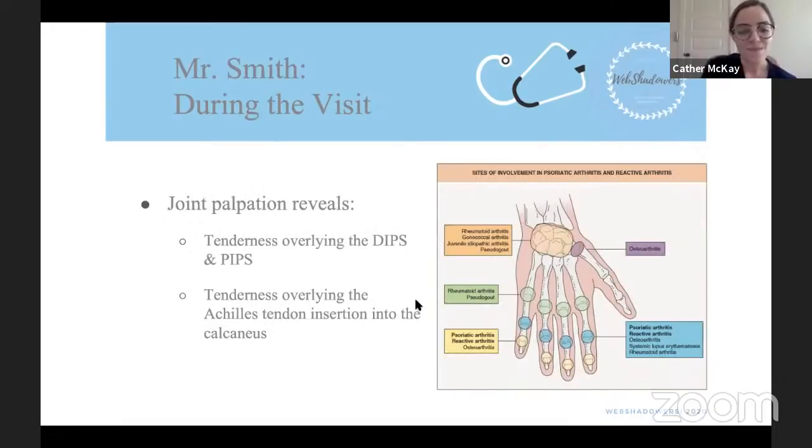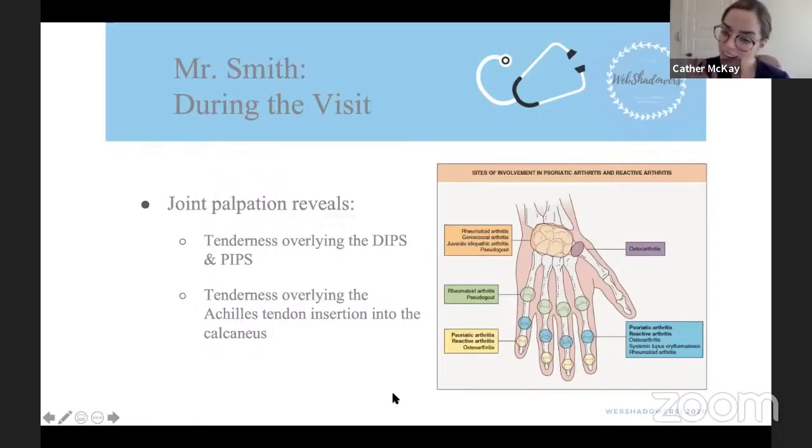And then he mentioned his joint pain. So you feel his hands and his joints, and he does have some tenderness overlying the DIPs and PIPs, the distal interphalangeal joints and the proximal interphalangeal joints. You also feel around on some of his other joints, and he does have some tenderness when you press on his Achilles tendon near where it inserts into the heel.